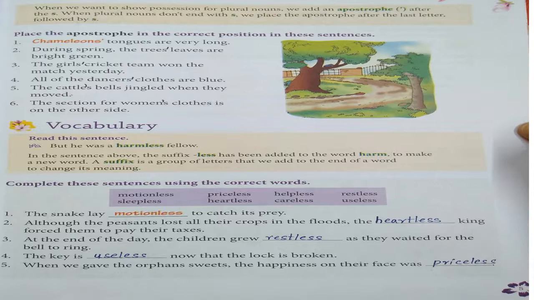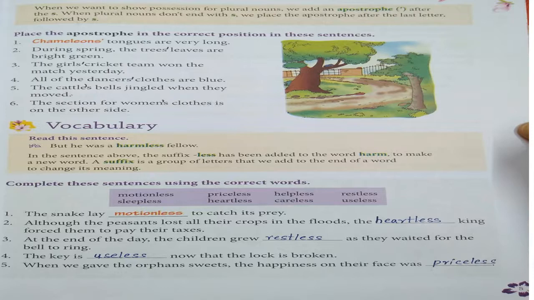At the end of the day, the children grew dash as they waited for the bell to ring. Restless. Rest is the root word. I am adding the suffix LESS. It is becoming restless. Restless means very unsettled. They want the bell to ring very fast so that they can move out and enjoy.